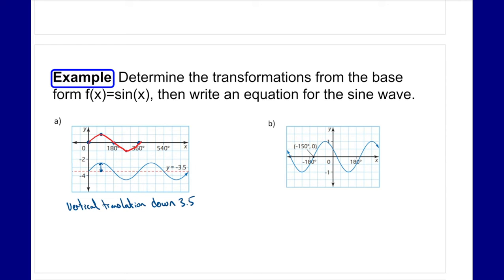Do we have a different starting value? In this case, no, we start at 0, 0. Or in this case, it's 0, negative 4, but we do start on the y-axis. And then we have our main points at the same spot. So there is no shift left or right. The same graph, just shifted down. So in this case, we only have to worry about a vertical translation of down 3.5, which means that we have a d value of negative 3.5. So our graph will be f of x equals sine x minus 3.5.